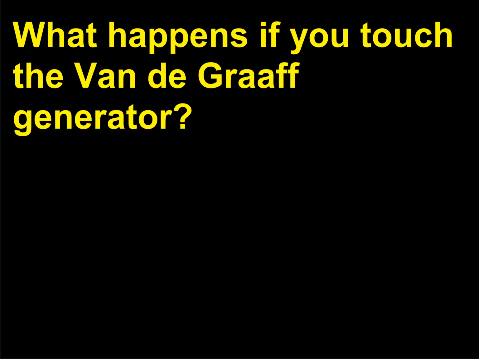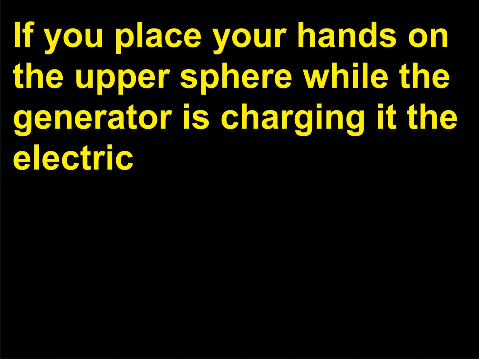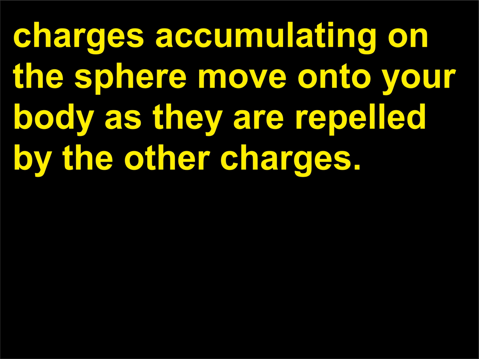What happens if you touch the Van de Graaff generator? If you place your hands on the upper sphere while the generator is charging it, the electric charges accumulating on the sphere move onto your body as they are repelled by the other charges.